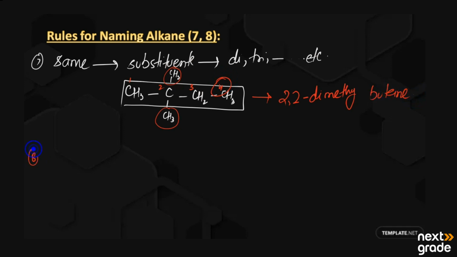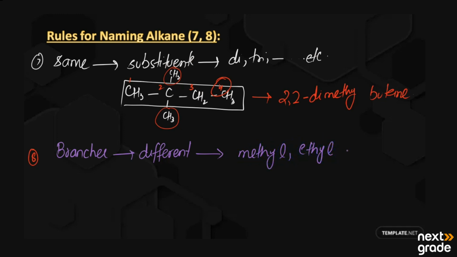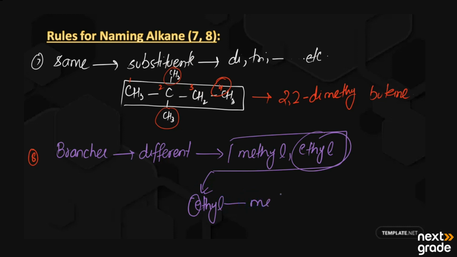Next we have the rule number 8. The rule number 8 is going to tell us what to do when two or more branches are not identical. When branches are different or not identical, then we must name them alphabetically. Like if the methyl group is present and if the ethyl group is present, then we must put ethyl first, as E alphabetically comes first, and then methyl.